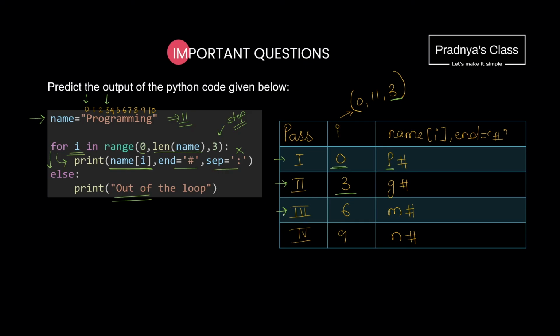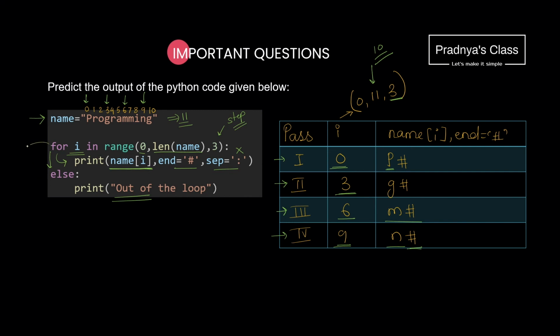In the third pass, the value of i will become 6. The character at index 6 is M. So M hash. In the fourth pass, the value of i will be 9 and at index 9 we have N, and hash will get added because of the end parameter. We cannot proceed further as the end limit is exclusive. We can go up to 10. Already we reached 9. We cannot increase the value by 3.